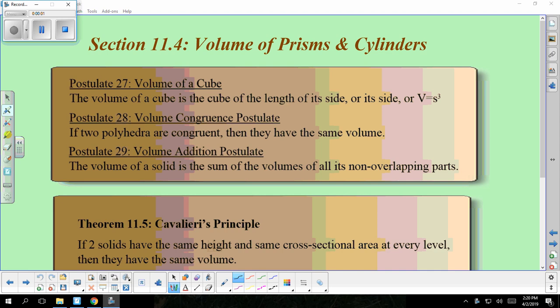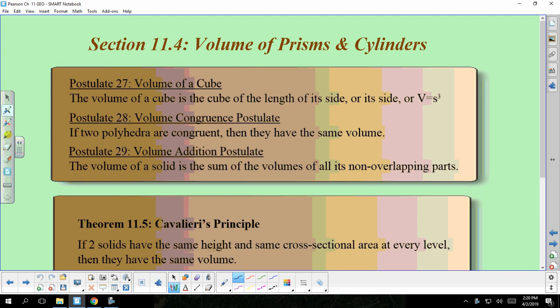On to section 11.4, volume of prisms and cylinders. So we looked at surface area, where it was the amount of area on the outside of the figure, or if we were to paint something, how much paint would be on the outside, or a wrapping paper type problem. If we were to wrap the figure, how much paper would it take? Now we're going to look at volume, how much space is inside our solids, or our three-dimensional figures.